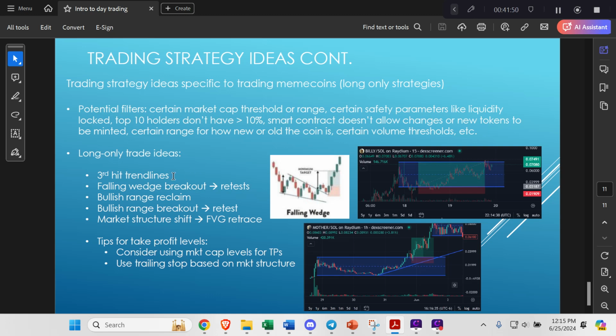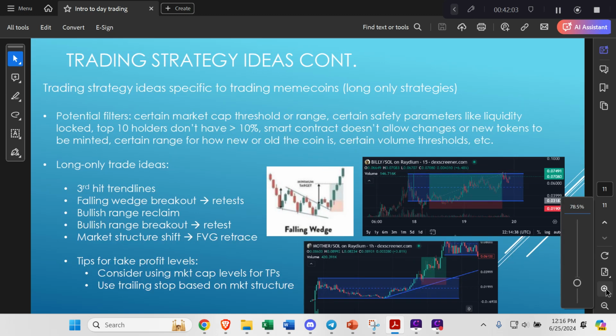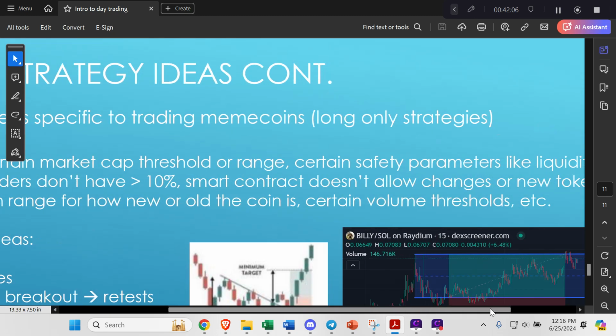And then for some ideas, obviously there's the third hit trend line I showed with Mother. You could look for falling wedges. They break out and retest. So you can look for those trades. Bullish range reclaim. I have videos on these, but just to show you guys a couple visuals.